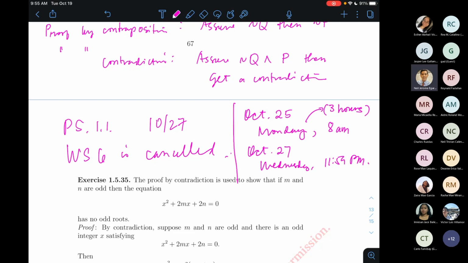Ayokong i-cancel yung lecture kasi masaya yung lecture. Sabay ganun eh, no? At saka, para hindi tayo masyadong mahulit. Yeah, I'm thinking about that, Victor. Wag na lang i-cancel yung lecture. Yeah. Wag na lang siguro natin i-cancel yung lecture.